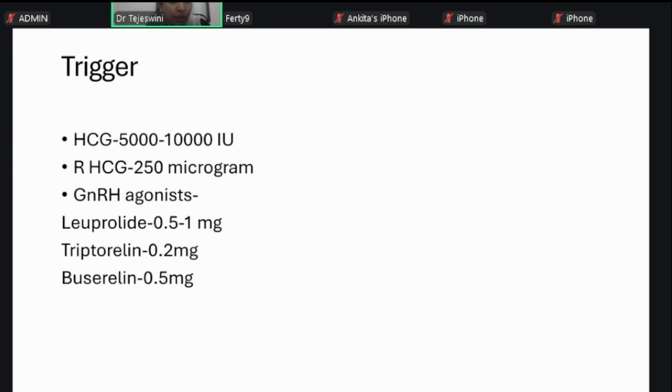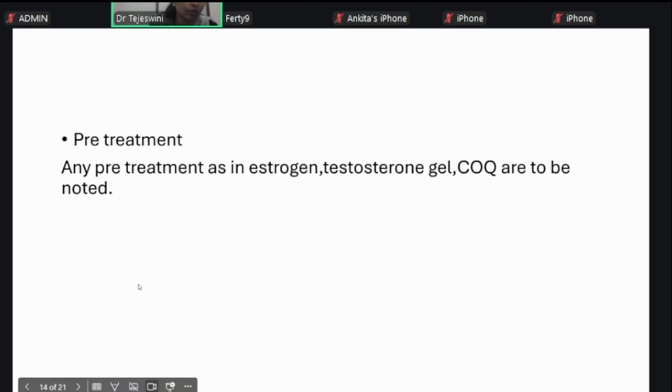So whenever you are giving HCG trigger, be very careful, monitor your scan carefully and your serum E2 levels, and then decide the trigger. The agonist triggers which can be given include leuprolide 0.5 or 1 mg, triptorelin 0.2 mg, buserelin 0.5 mg. If any pre-treatment is given, like oral estrogen for synchronization of the follicle, or testosterone gel, especially in cases with diminished ovarian reserve, or coenzyme Q, these are to be noted in the stimulation chart.